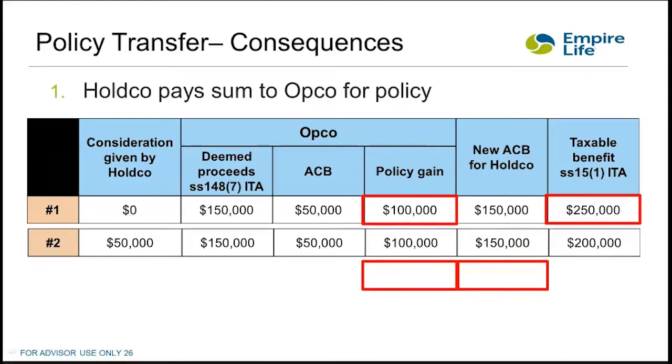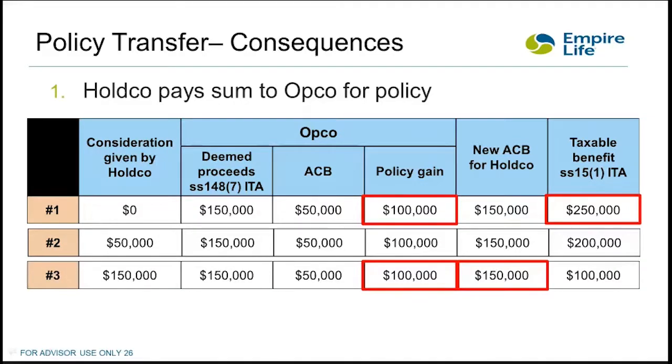We're going to go through the same examples here where the consideration was $50,000 or $150,000. Again, the numbers will look very familiar to you because it's the same result as we had with the transfer to an individual. Even when consideration given gets up to $150,000, up to the cash surrender value of the policy, we still have the same deemed proceeds. Policy gain is calculated by those proceeds less the ACB, resulting in a policy gain of $100,000. New ACB for holdco is that cash surrender value, and the taxable benefit is just reduced by the amount of the consideration given.